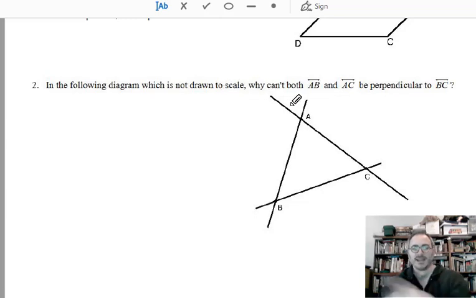I have to explain why it's not possible. It says can't right here, right? It says can't. I have to explain why it's not possible for both AB and AC to be perpendicular to BC. All right? So why would I explain it? Well, notice how AB and AC are intersecting, right?